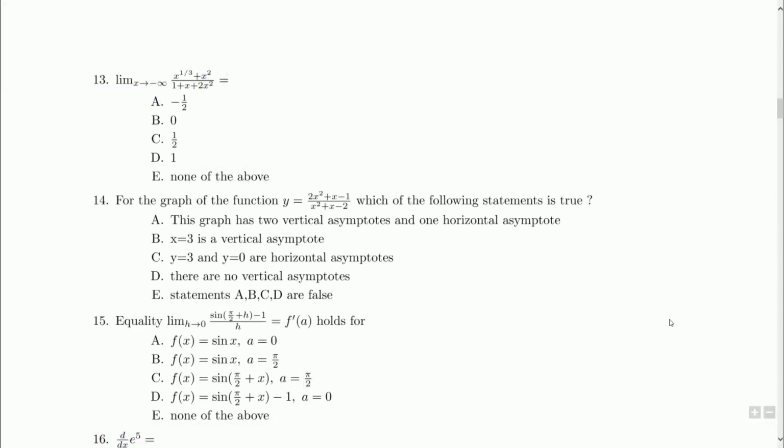Question 14 is the name of the game now. And what does question 14 say? For the graph of the function y equals (2x squared plus x minus 1) over (x squared plus x minus 2). So this is a rational function. Which of the following statements are true? As I look at the answers, they're all talking about asymptotes. So I might try and remember, well, what did we learn about rational functions and asymptotes?